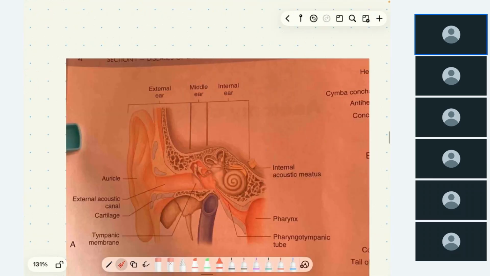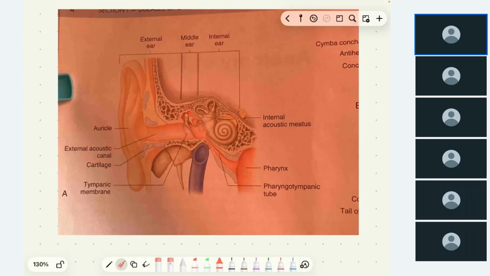Now, what are the parts of ear? The ear is divided into 3 parts: external ear, middle ear, and inner ear. The external ear consists of pinna and external auditory canal, and also the tympanic membrane. The middle ear consists of middle ear cleft and also the mastoid air cell system and the connecting tube to the posterior nasopharynx, the eustachian tube. These are all the parts of middle ear.